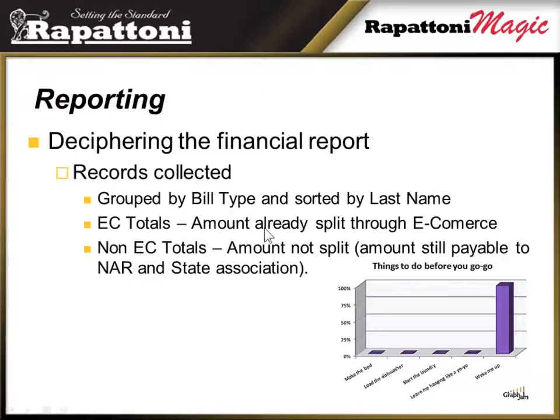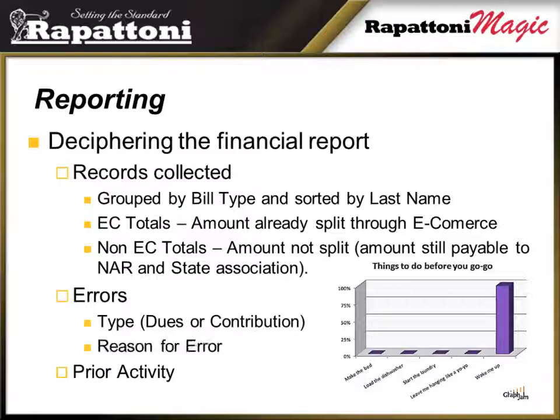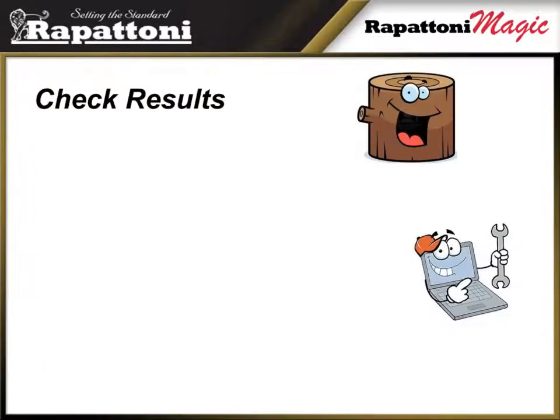So to review what we covered here, we took a look at the financial report and talked about how to decipher it. We looked at records collected, which are grouped by bill type and sorted by member last name. Now we know the difference between EC and non-EC totals. And we looked at the error messages and descriptions, and also were able to see that last page where the prior activity was. So now that we understand the financial report, Frank is going to show us how to go into Magic and check the results on a log in Magic.